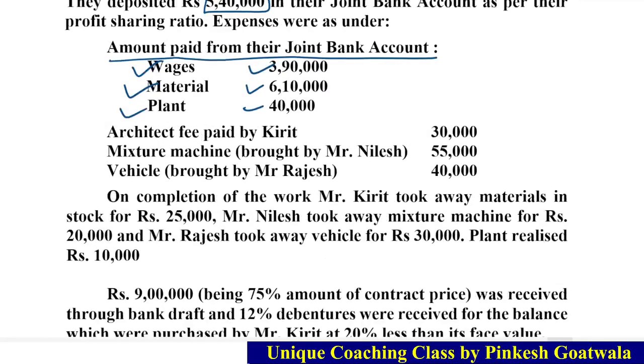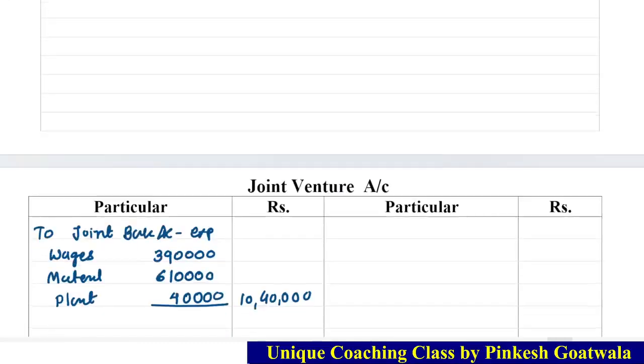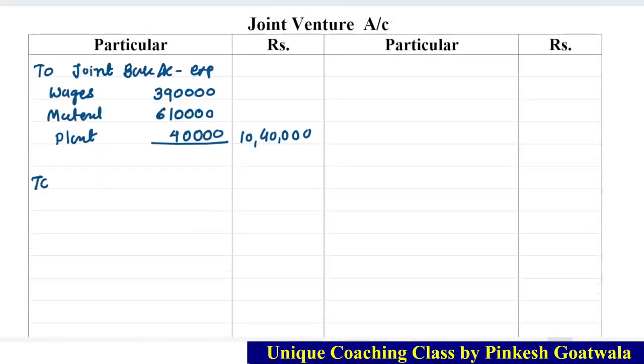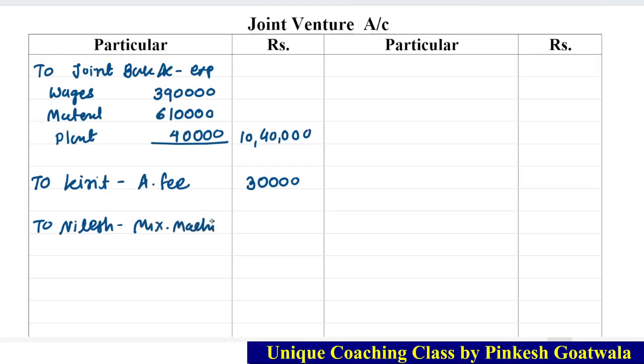So simple point, there is no twist. Now everyone does something for the business. First of all, Kirit paid architect fee, Nilesh brought the mixture machine and Rajesh brought vehicles. Okay, 30, 55 and 40. So we should give all this effect on the debit side. Okay, business માં એક રીતનો expenses કરે છે લોકો. So all entries will come on the debit side: to Kirit, for the architect fee 30,000. Then to Nilesh. Okay, Nilesh શું લાવે છે? That is the mixture machine, that was 55.